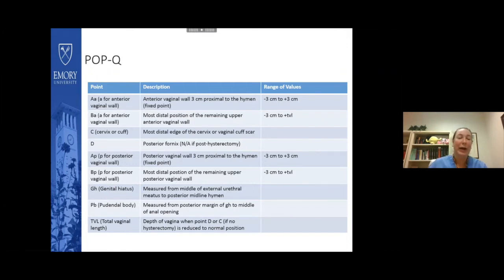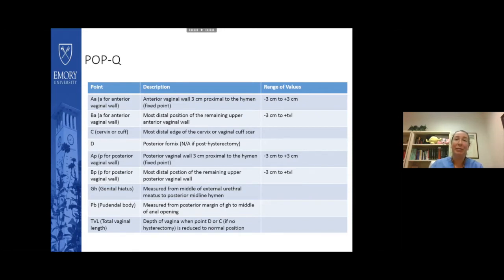All right, point Aa. The small a is for anterior vaginal wall. It is a fixed point, 3 centimeters proximal to the hymen. The range of values that Aa can be is -3 to +3. Ba, small a, anterior vaginal wall: the most distal portion of the remaining upper anterior vaginal wall. So it's your distal-most point of prolapse. How much does the rest of the anterior wall come out? It can be -3 centimeters to positive total vaginal length.